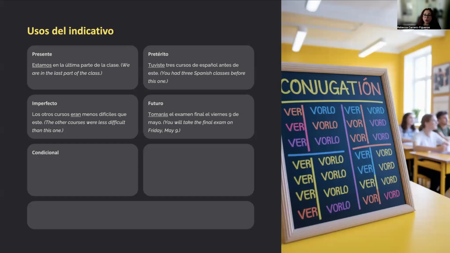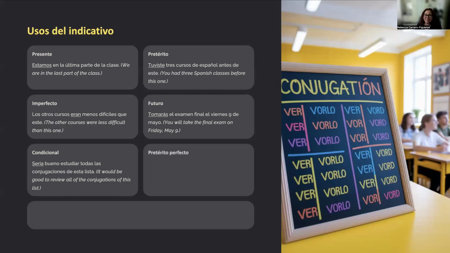Also, we saw the conditional. The conditional belongs to the indicative mode. Sería bueno estudiar todas las conjugaciones de esta lista. Sería, for the verb ser, that's the conditional. It would be good to review all of the conjugations of this list. I bet that you agree.